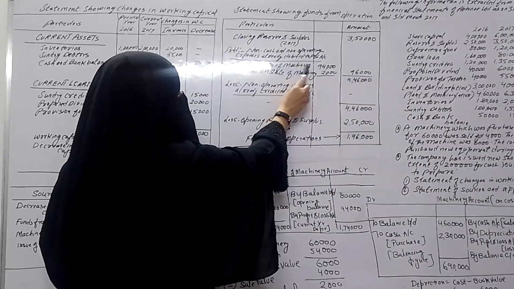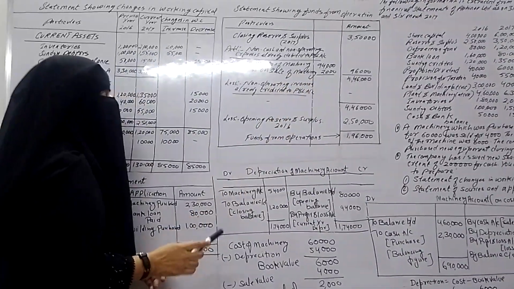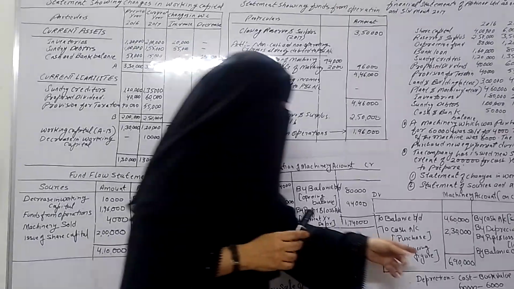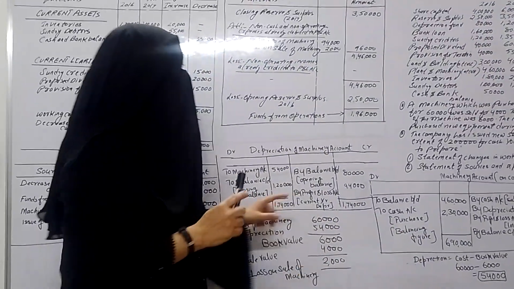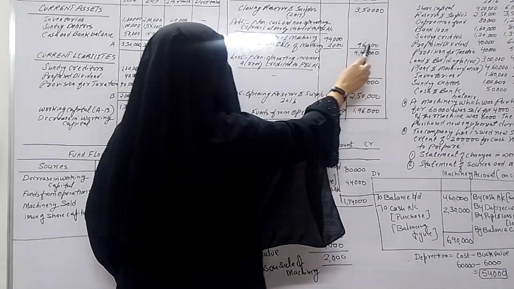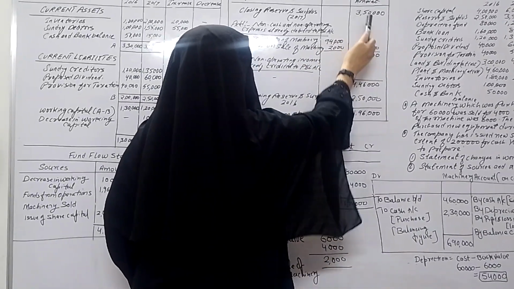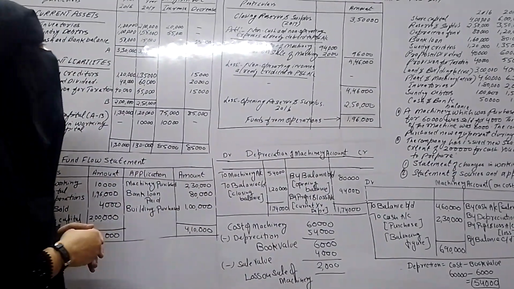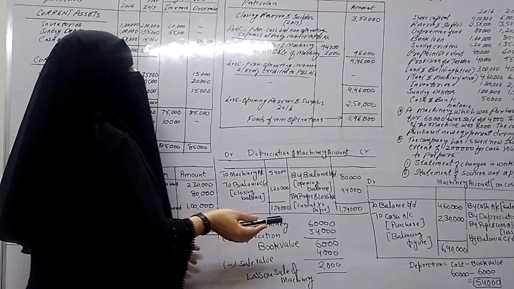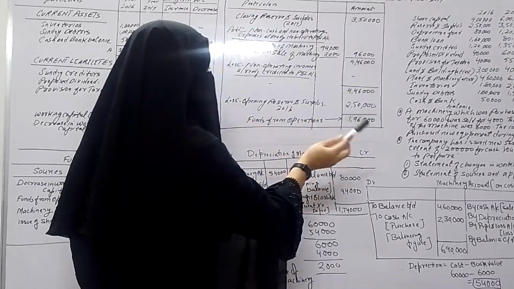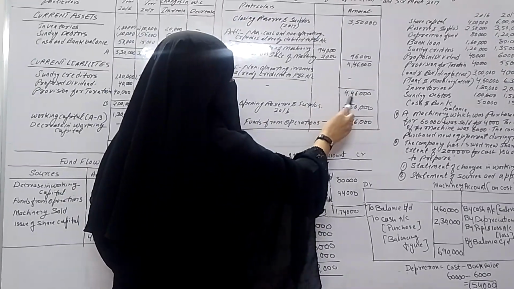Current year depreciation of machinery is 94,000, and one more non-operating expense is there, that is loss on sale of machinery, 2,000. So 94,000 plus 2,000 is 96,000. 3,50,000 plus 96,000 is 4,46,000. Then less non-operating incomes. In the question there are no non-operating incomes, but you have to write the heading. So non-operating incomes are nil, and the same figure is carried here.